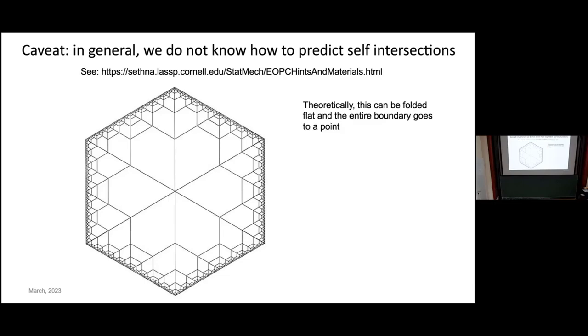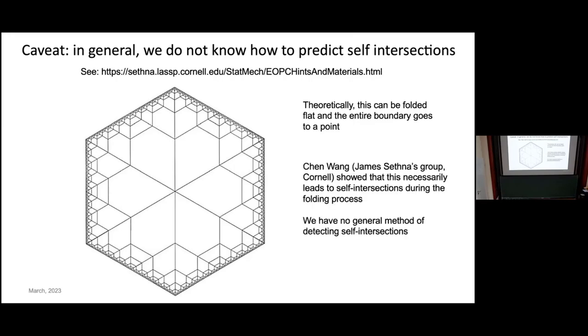But anyway, this structure has the property, very easy to prove, that the entire boundary goes to a point. So theoretically, you can fold this, and then the entire boundary goes to a point. Actually, it's very easy to prove that. You take a line which is epsilon away from the boundary, and you look at the deformation. You write the deformation gradients of all the regions. That's easy to do, and then you see what happens within epsilon of the boundary, and then you let epsilon go to zero, and you see that it goes to a point.